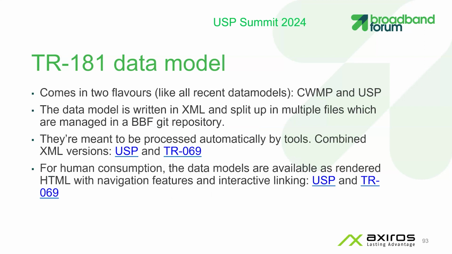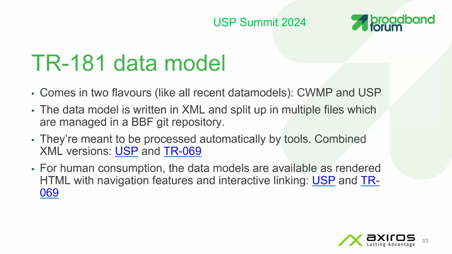And then we have the data model itself. So that's what all people know and use and love, hopefully, which is the data model itself. So as we said before, this comes in two flavors. That doesn't only apply to Tier 181, but it applies to all of the data models. So we basically separated out what is CWMP specific, what is USP specific, and there's a large shared part. But we are basically condensing it down and generating two specific flavors that also contain information about how you would use it in a particular protocol.